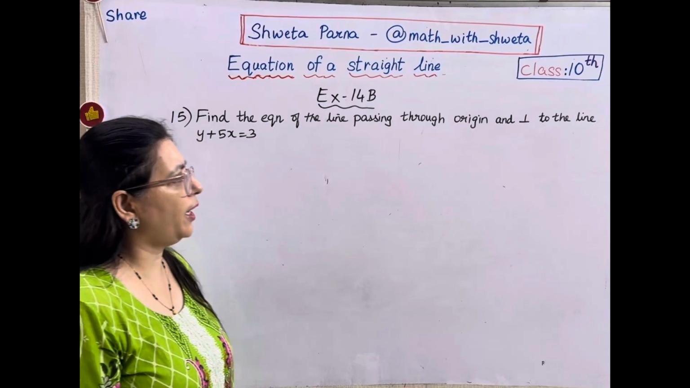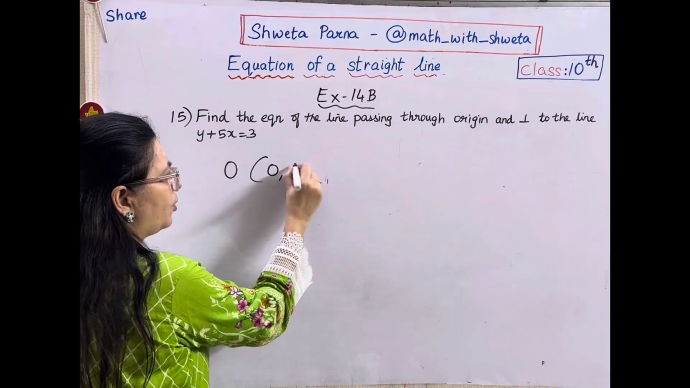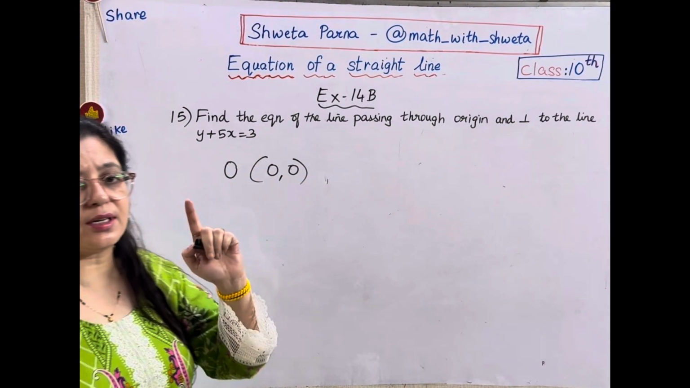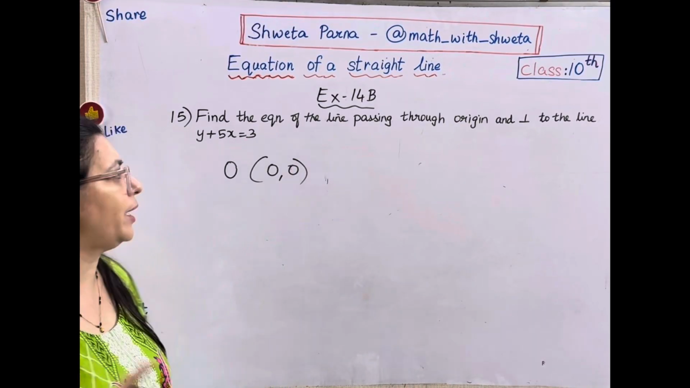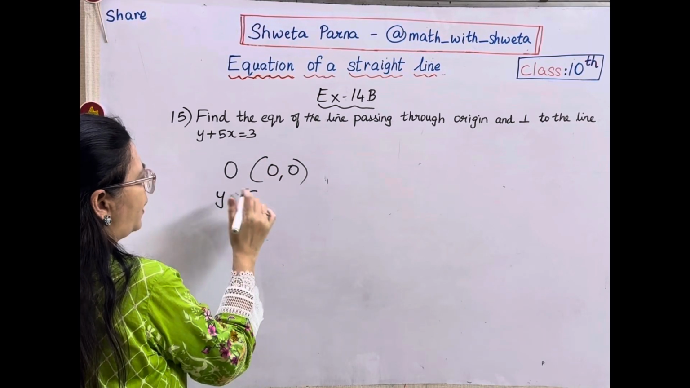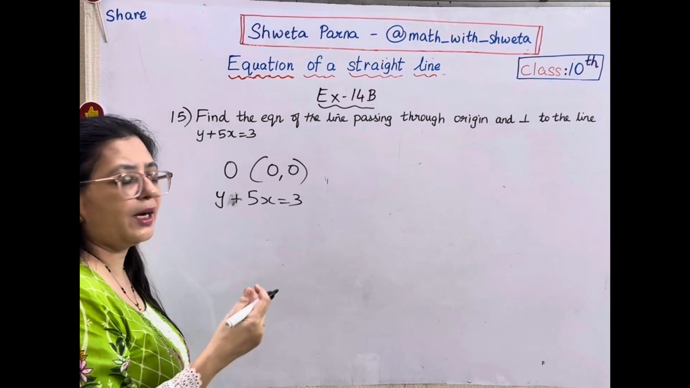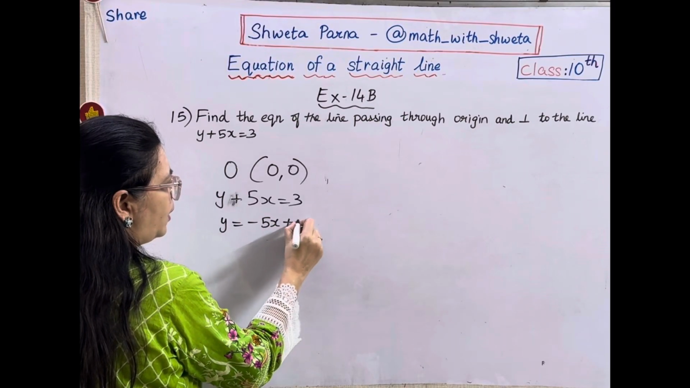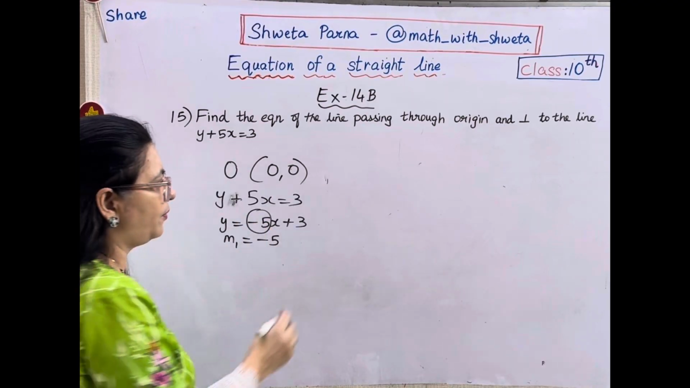Find the equation of a line passing through the origin. Origin means O, where the coordinates are 0 and 0, and perpendicular to this line. So what is the condition for perpendicular? The product of the slopes should be equal to minus 1. So this line is given to you: y plus 5x is equal to 3. So let's convert it into the format y is equal to mx plus c. y is equal to minus 5x plus 3. So what is m1 over here? M1 is minus 5. Okay.